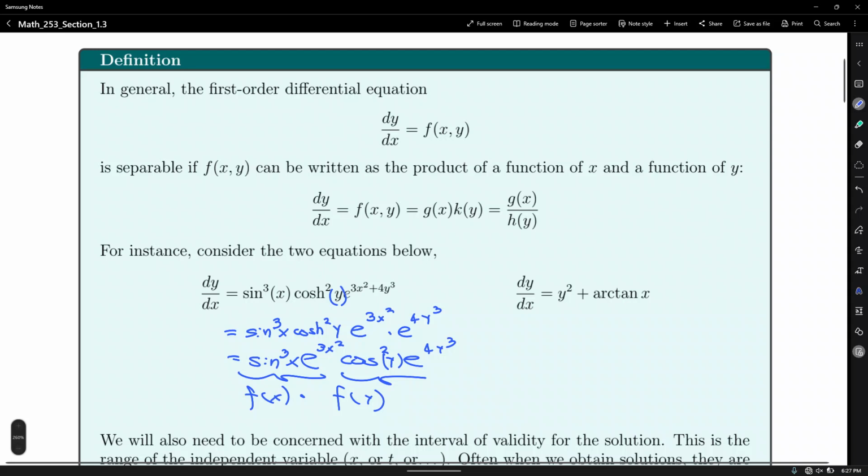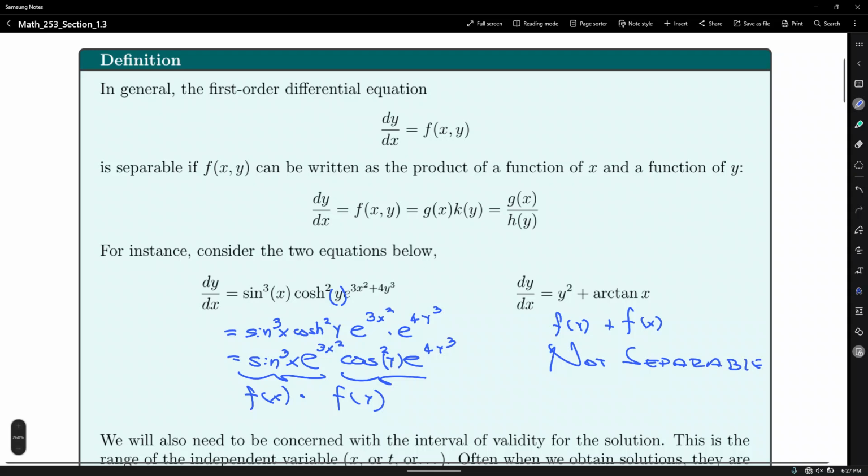How about the next example? dy/dx equals y squared plus arctangent of x. Is that a separable equation? In other words, can you write the right-hand side of the differential equation as a product of a function of x and a function of y? I don't think we can in this case, right? Because this is an addition. This is some function of y plus a function of x, not a product. So, not separable.